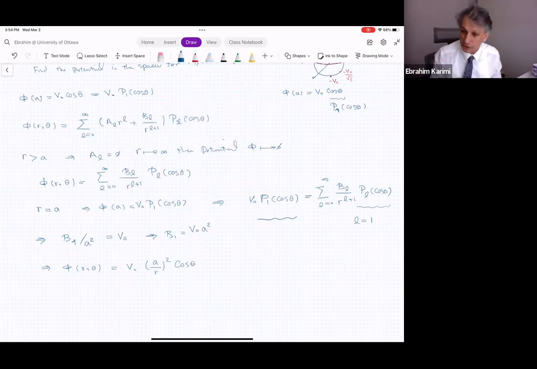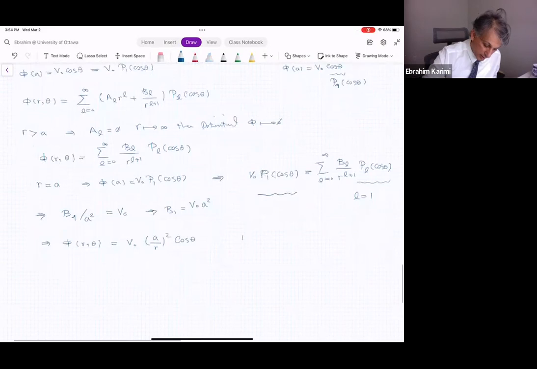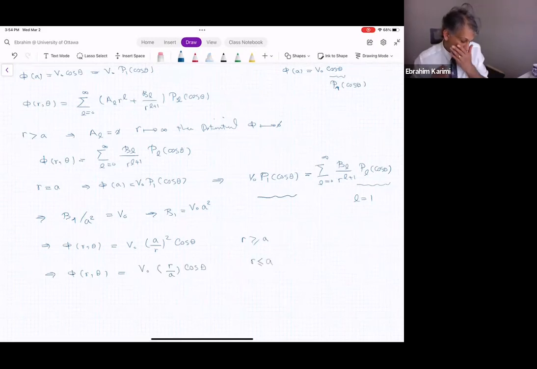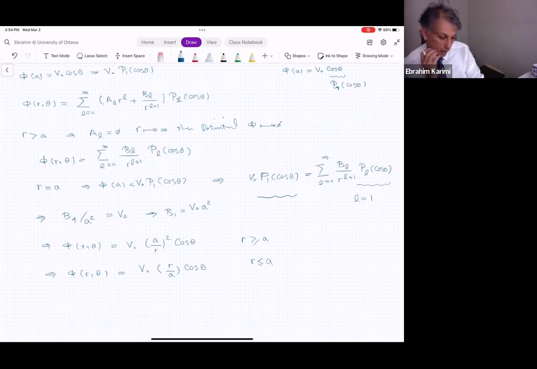In a similar fashion, you can prove what is going on inside of the sphere. That is for r greater than or equal to a. For inside of the sphere, that will be V0 r divided by a times cosine of theta. All right.